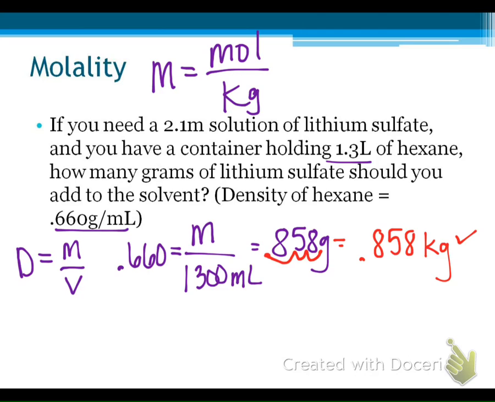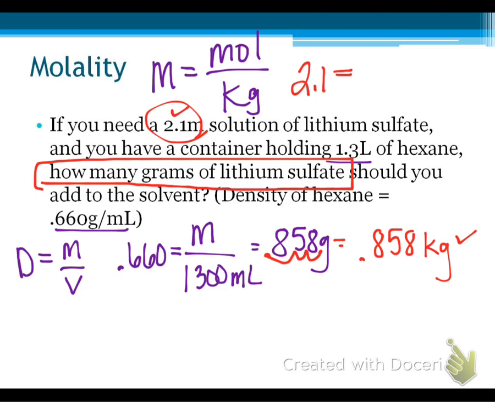So now we have kilograms, and we have the molality. So we should be able to solve for moles, in which case will lead us closer to finding out how many grams of lithium sulfate we can have. Okay? So our molality is 2.1. That's going to be equal to moles over how many kilograms? 0.858. If we want to solve for moles right here, we need to do what to these numbers? Multiply them, okay, just like we did last time. So 0.858 times 2.1 gives us 1.8 moles.